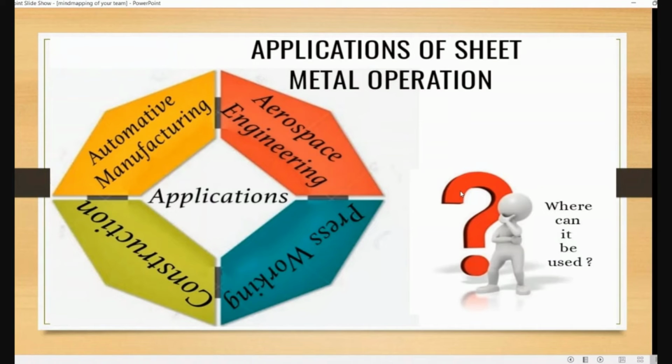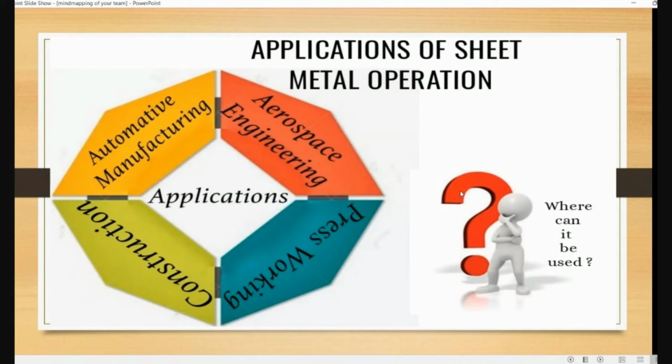The next one is aerospace engineering. Applications within aerospace engineering include aeroplane fuselage, wings, and engine components. While most parts used in the construction of an aeroplane are made from either metal or composite materials, metal is more often used in the construction of fuselage and engine components because it provides greater strength than composite material.